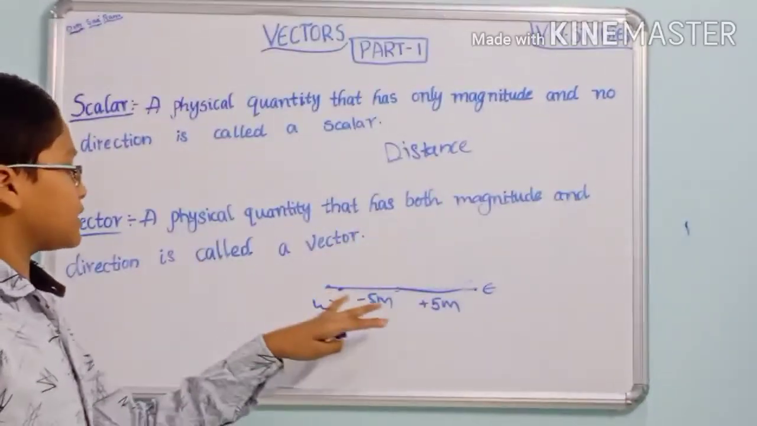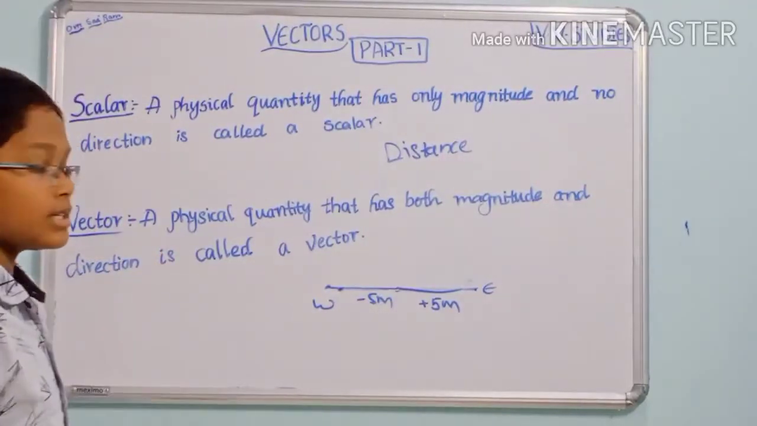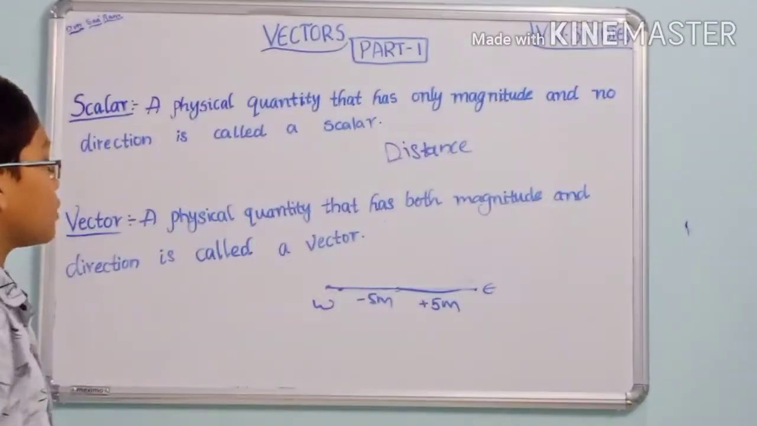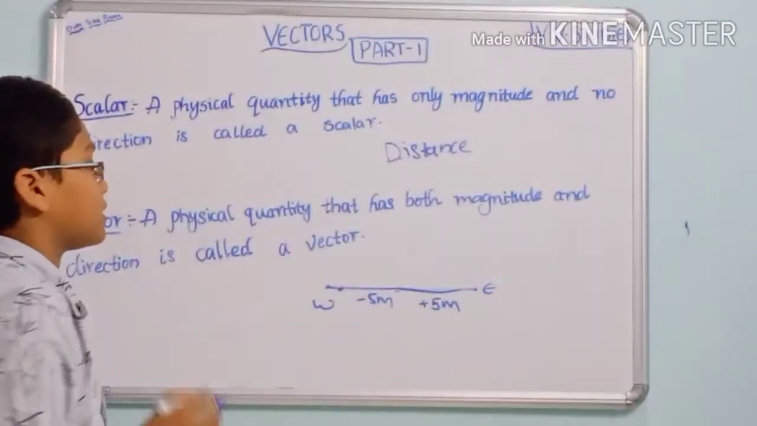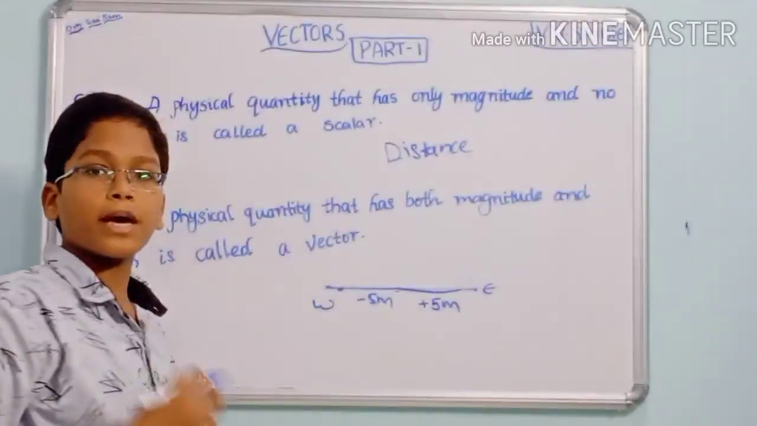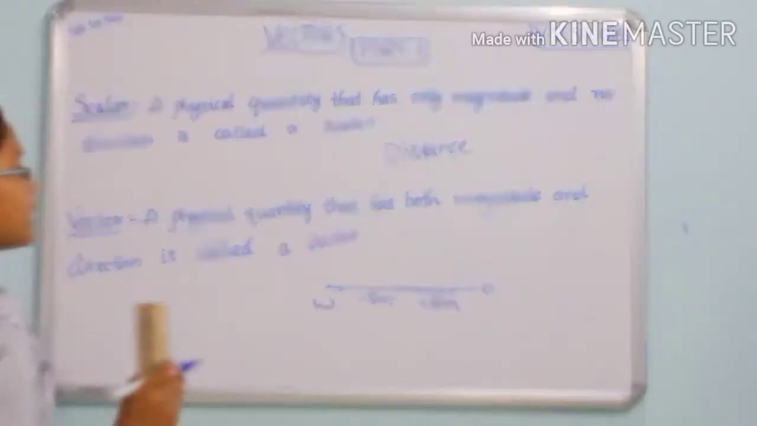The direction is changing. Here magnitude is also changing. Yes, the vector is changing. So a physical quantity that has both magnitude and direction, means it depends on both magnitude and direction, then we call it a vector.